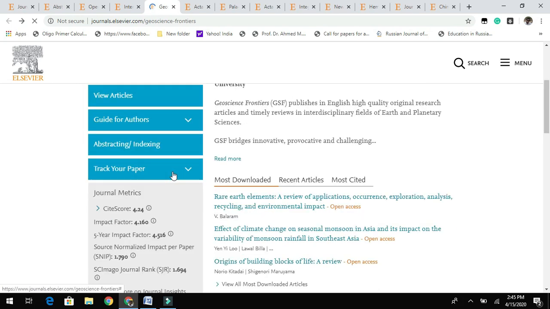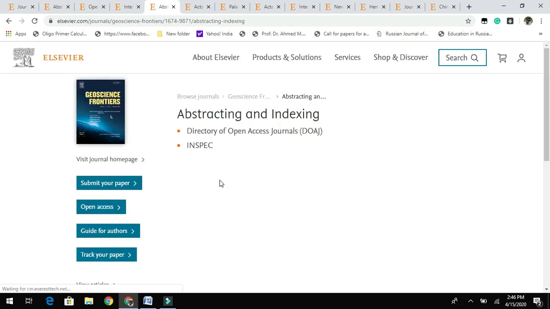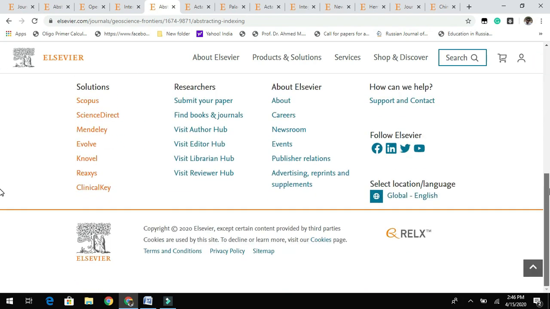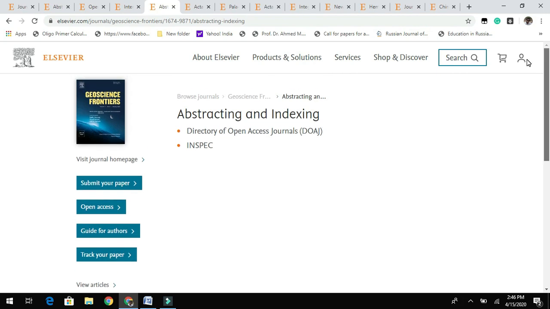And let us see the indexing of this journal. The good part is it has a 4.1 impact factor. So here this journal is yet to be indexed in PubMed or SCI, but it has a very good impact factor. If you are interested, you can easily target it.